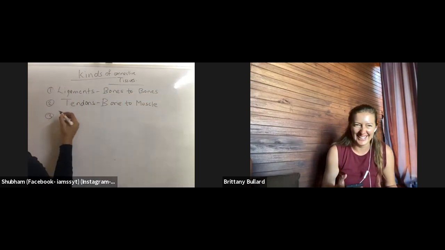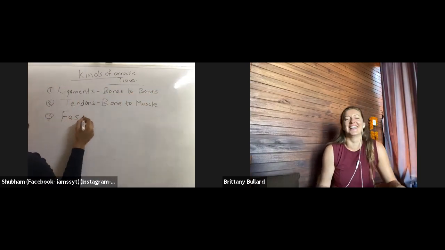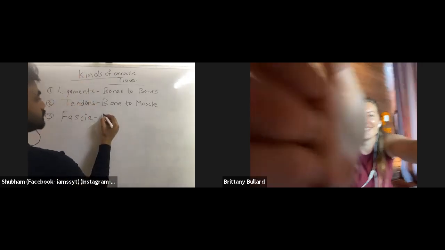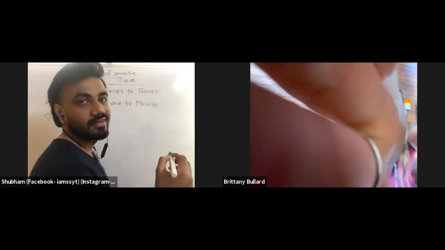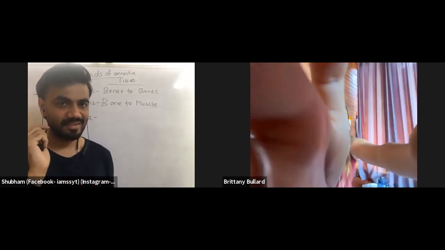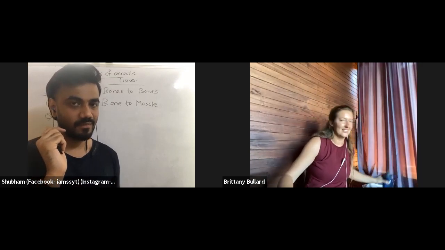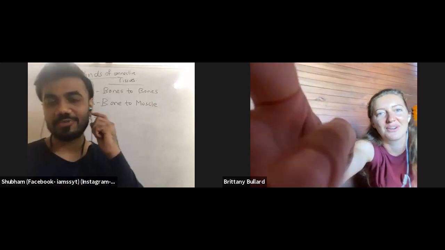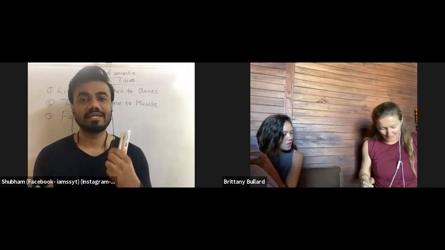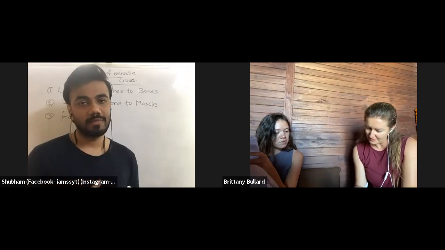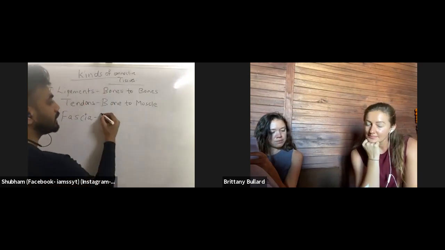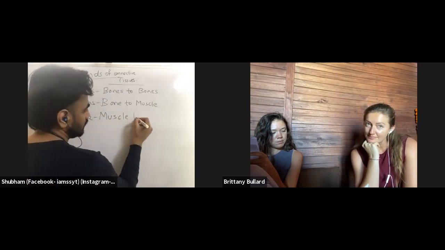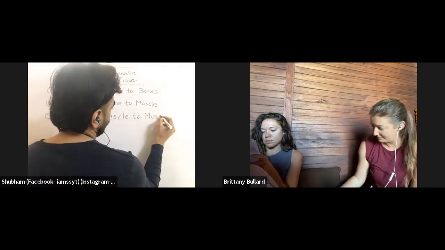And apart from tendons, we have fascia. And what are these fascia? I think it covers the muscle. It's the sheath that covers the muscle. Yes, it is a white transparent sheet that connects one muscle to another muscle. So when we cover or connect one muscle to another muscle, that is our fascia.